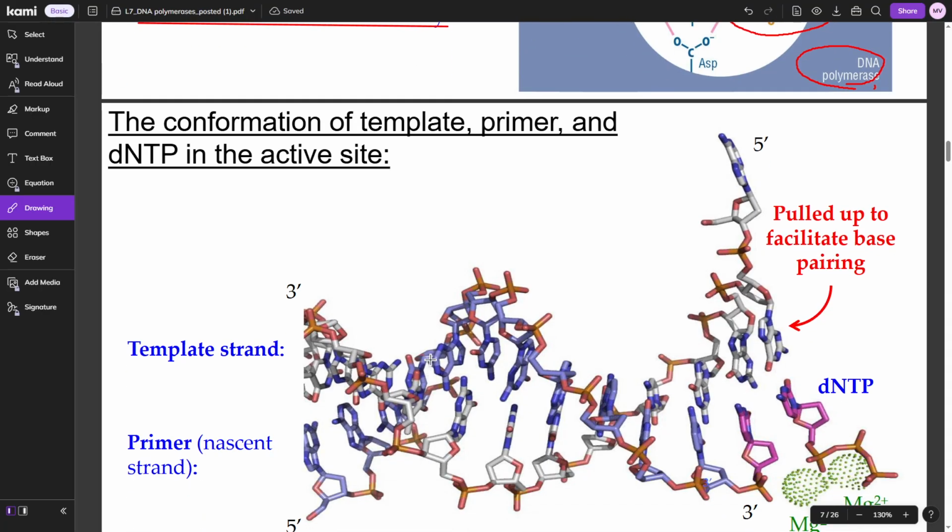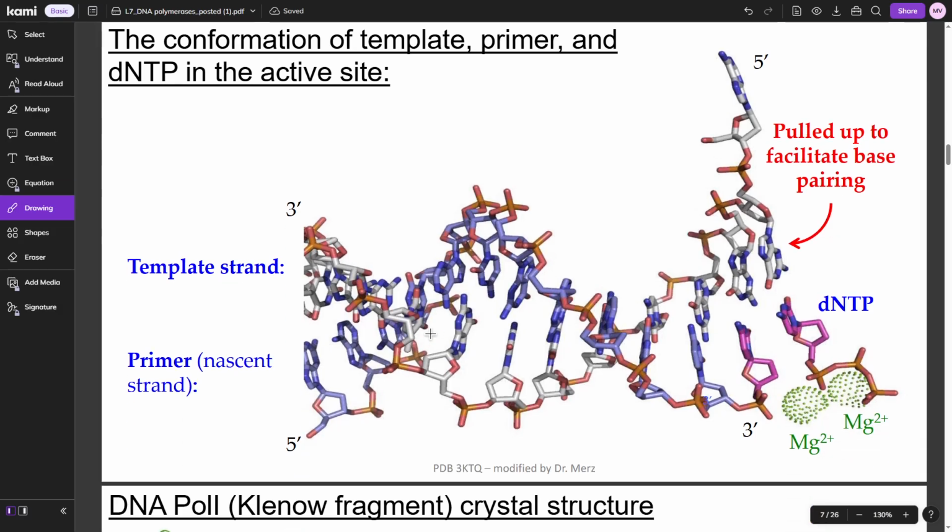So this is a really confusing image. All of this to say, this is just a way of showing what it looks like in actual space. So you have a template strand, you have the nascent strand, the strand that you're actually forming. Here's the incoming dNTP. You see how the magnesium is right here? This magnesium is helping to stabilize these phosphates here.